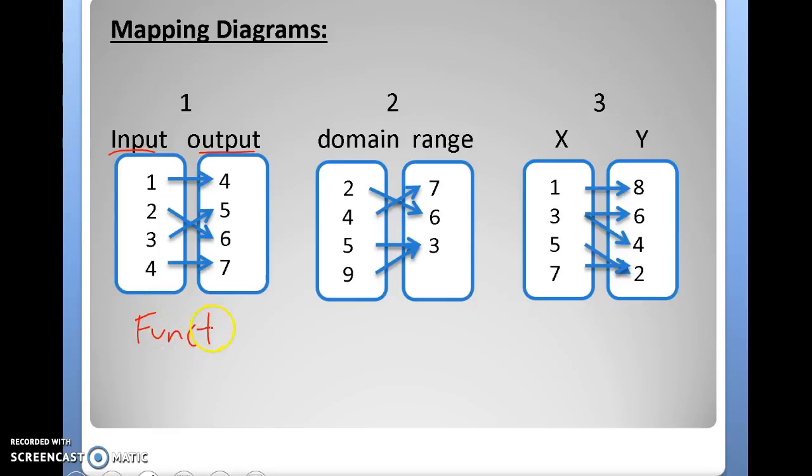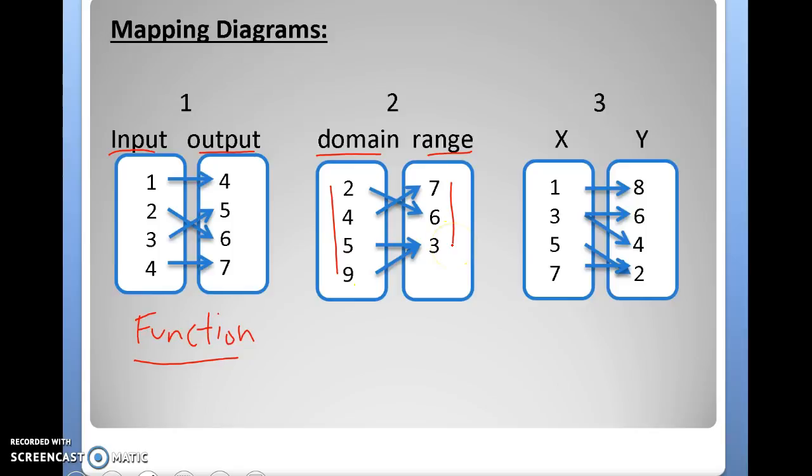And the reason we know that is because every time we plug in a number, we know exactly what number we're going to get back out. Let's take a look at example 2. Now, we could go input and output, but in this case, we're calling it the domain and the range. But it's the same thing. We have the input values and we have our output values.